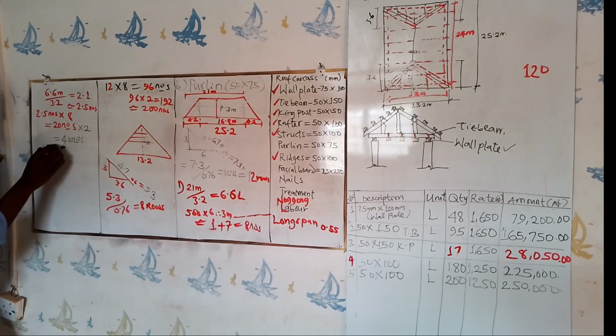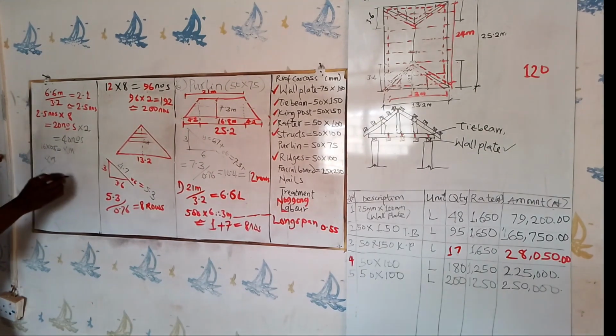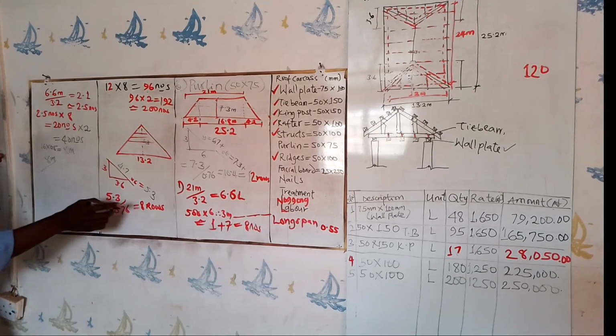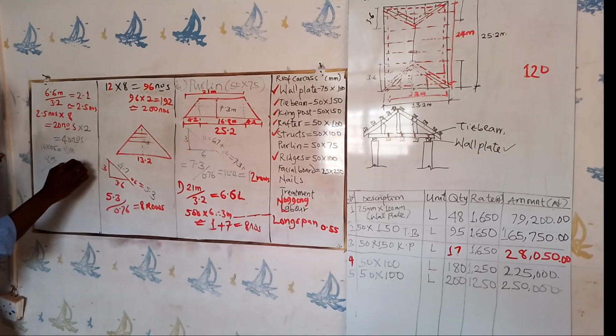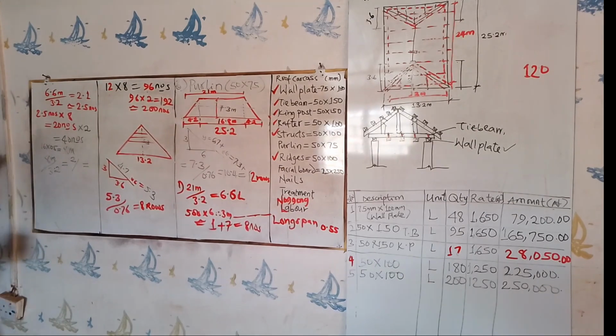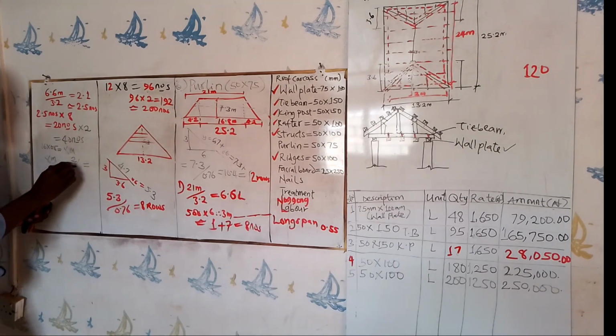8 times 2. Okay, no, yeah, that's 8 meters. So now the 8 meters divided by the length of the wood, 3.2. That gives us what? 8 divided by 3.5 times 2. That's 5 numbers.